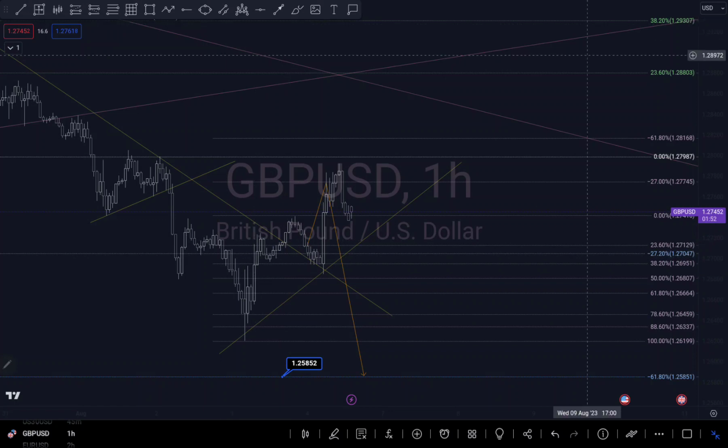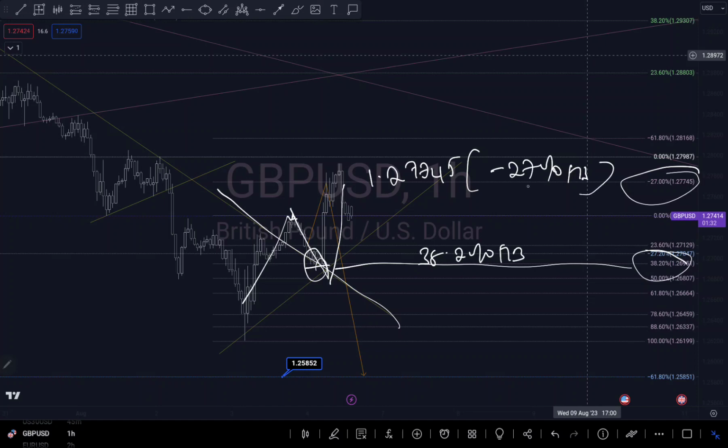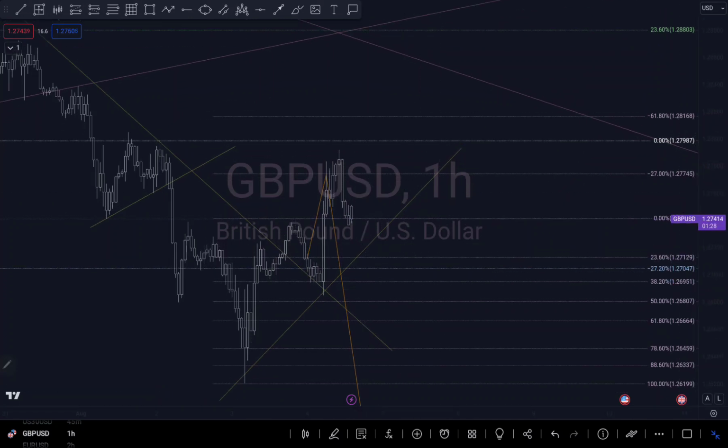So we can see that this was invalid because we broke out of this trend line right here, and we came to retest this trend line, and it started rejecting around my 38.2% fib level around that area before we now got to my target, which is around 1.2775, my negative 27% fib level around that area, and we can see rejection around that area, right?